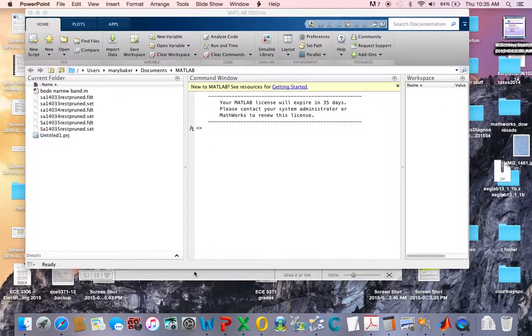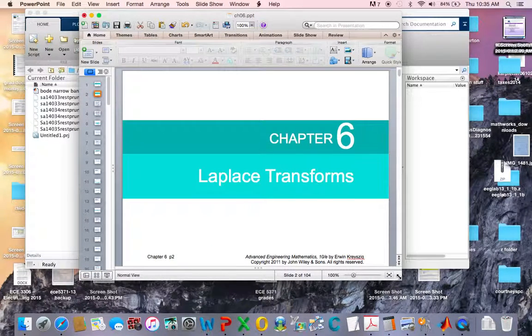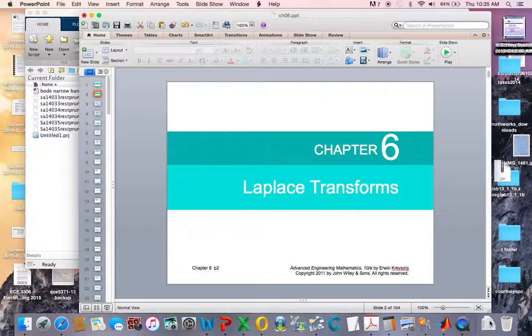Okay, in this lecture we're going to discuss the Laplace transform. This is part of the unit on transforms, but it also overlaps with our unit on ordinary differential equations because one of the applications of the Laplace transform is the solution of ordinary differential equations.